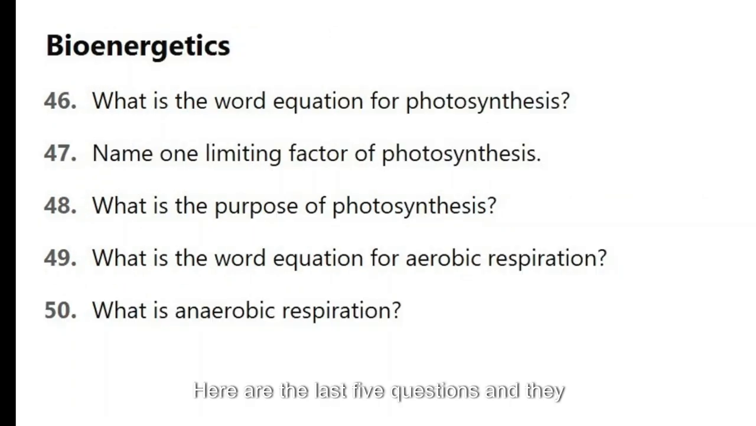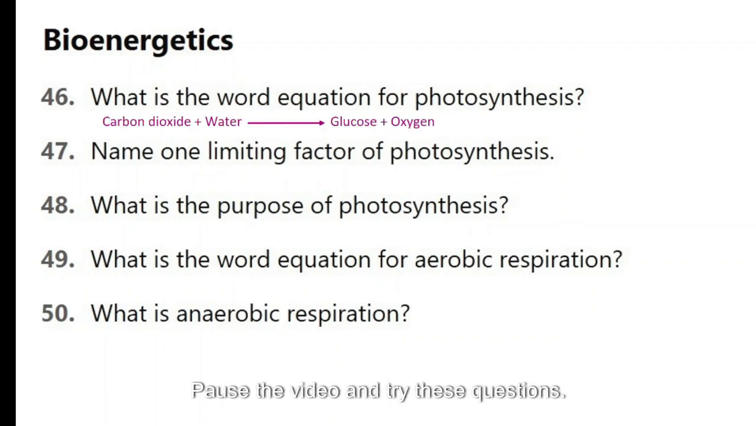Here are the last 5 questions, and they are on bioenergetics. Pause the video and try these questions. The word equation for photosynthesis is carbon dioxide plus water gives you glucose and oxygen. You can also write the conditions required: chlorophyll and sunlight.